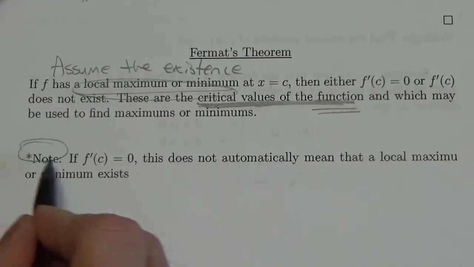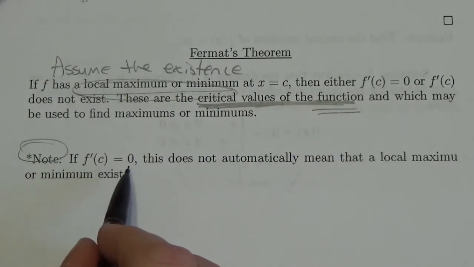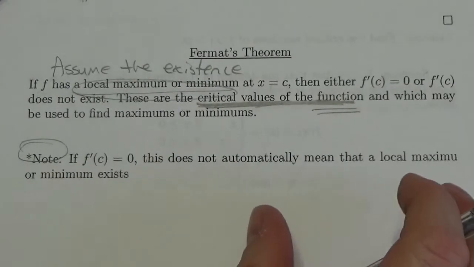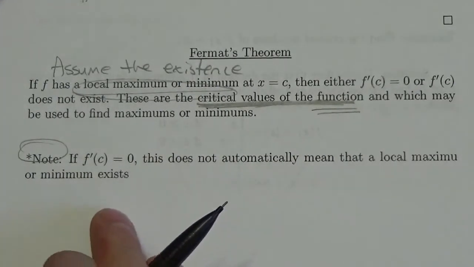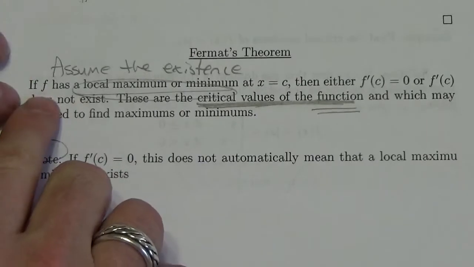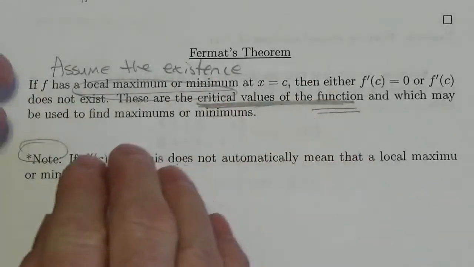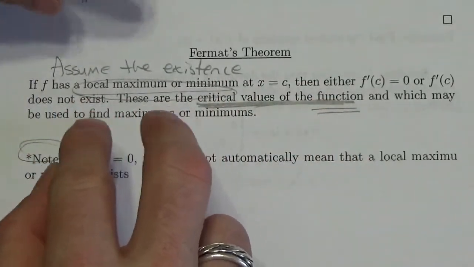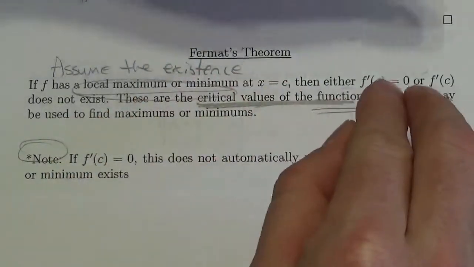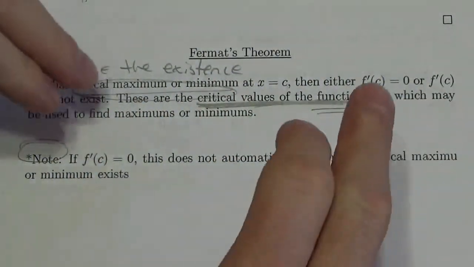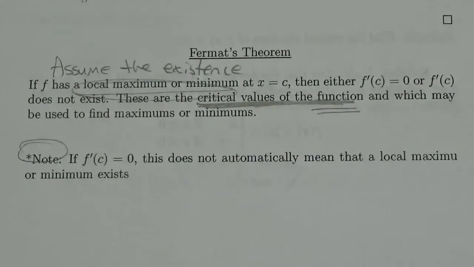But just note here that if the derivative is equal to 0, that does not automatically mean that a local maximum or minimum exists. You got to look at the flow of Fermat's theorem here. If you are looking at a maximum or a minimum, then this must be true. But it does not work the other way around. Just because the derivative is 0 or undefined does not mean that you are looking at a maximum or a minimum. Now, let's take a look at some examples.